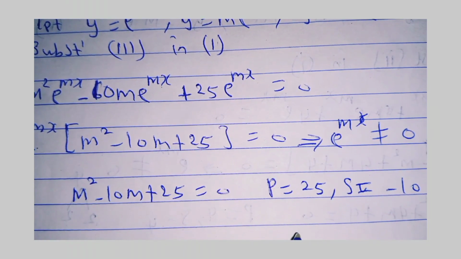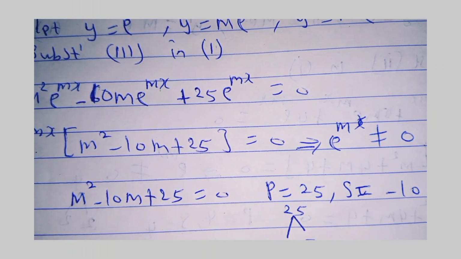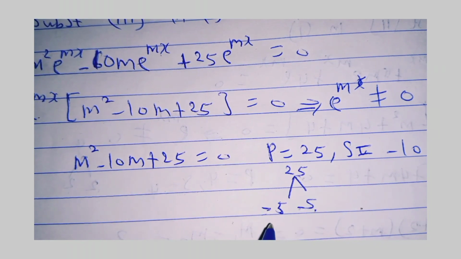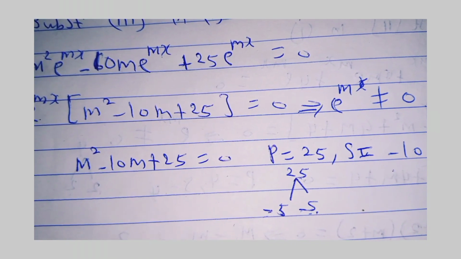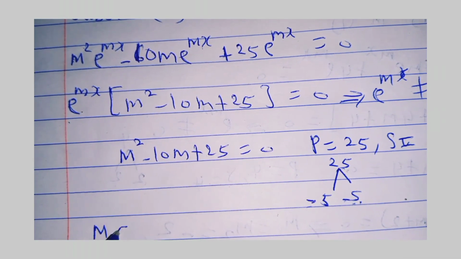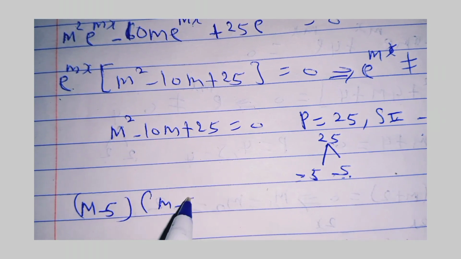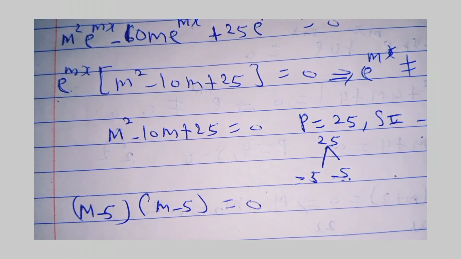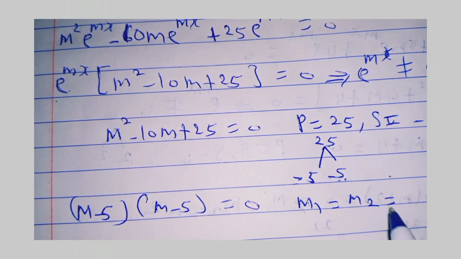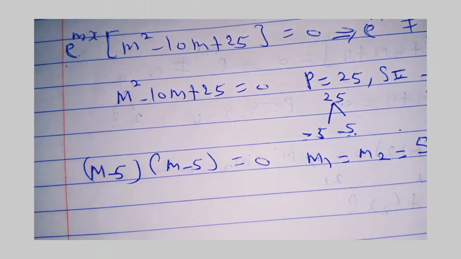So we come up with two numbers, 25. You have 5 and 5. So 5 times 5 is 25. Negative 5 times negative 5 is 25, and negative 5 plus negative 5 is negative 10. So we factorize our quadratic equation and it will be m minus 5 bracket m minus 5, which is equal to 0, meaning that our m1 is equal to m2, which is equal to 5.